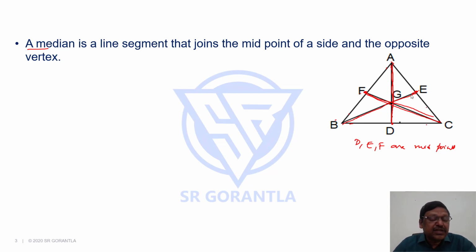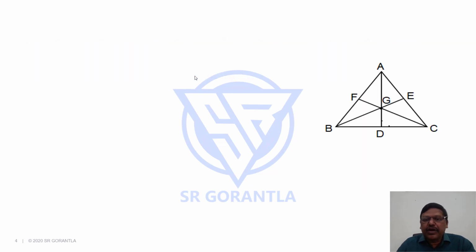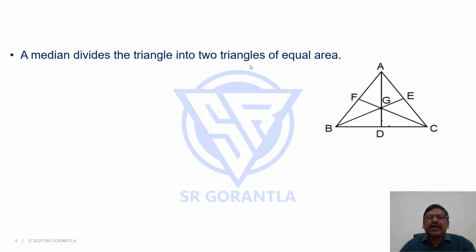And like we discussed in the previous session on altitudes, in a triangle, the longest side will have the shortest altitude, the shortest side will have the longest altitude. Here also, the longest side of a triangle will have the shortest median, the shortest side will have the longest median. The median to the longest side is the shortest one, and conversely, the median to the shortest side is the longest one.